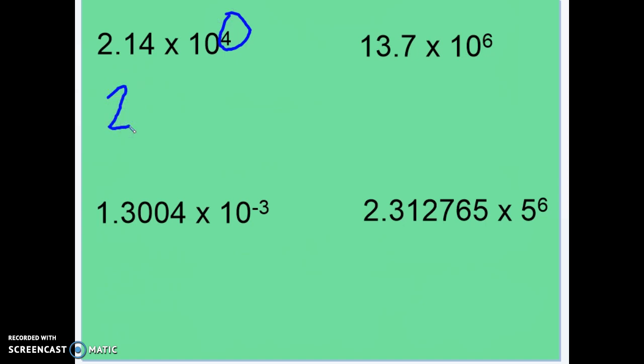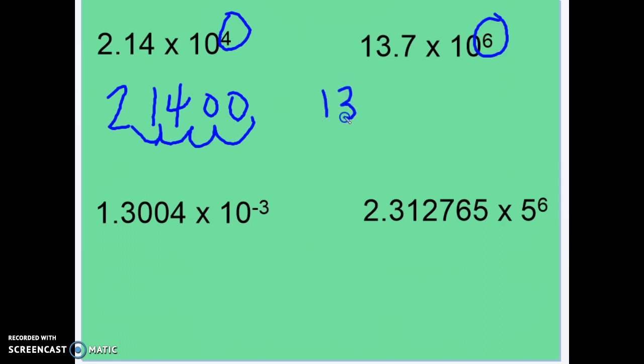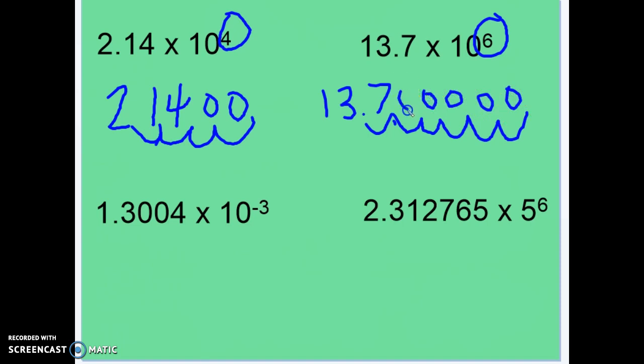All right, exponent's positive 4 tells me to move my decimal 4 spots to the right. So it was 2.14. I move it 4 spots, so that'd be 1, 2, 3, 4. Fill those in with zeros. My answer is 21,400. Exponent is 6. I move it 6 spots to the right, move it 1 spot, and then 5 more. So that'd be a total of 6 spots. 1, 2, 3, 4, 5 zeros. So I get an answer of 13,700,000.